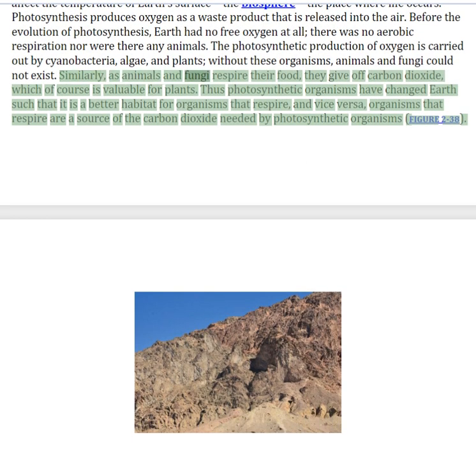Similarly, as animals and fungi respire their food, they give off carbon dioxide, which of course is valuable for plants. Thus photosynthetic organisms have changed Earth such that it is a better habitat for organisms that respire, and vice versa, organisms that respire are a source of the carbon dioxide needed by photosynthetic organisms.